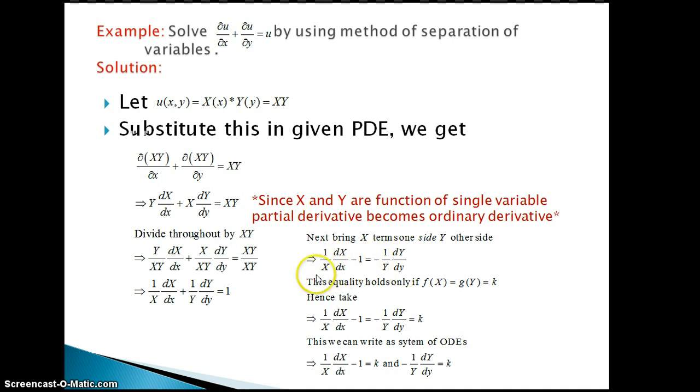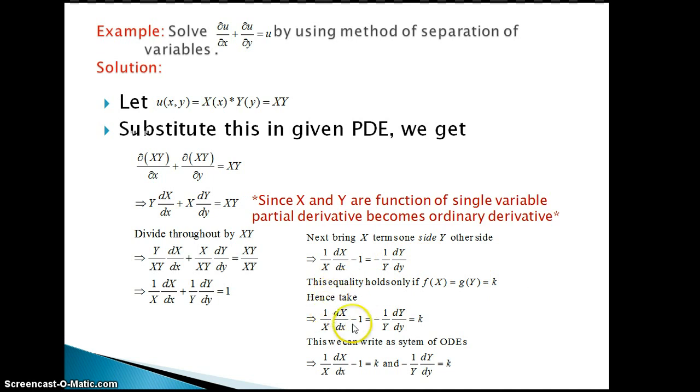Now you check that the left-hand side is a function of x and the right-hand side is a function of y, and these two are equal. It is something like x is equal to y. We know that x equal to y is possible only if x takes, if x is equal to 5, then y must be 5. So x and y must take the same values. Therefore this equality holds only if f of x is equal to g of y is equal to k. Hence we can take both as equal to the same value. Let's say k is some arbitrary number.